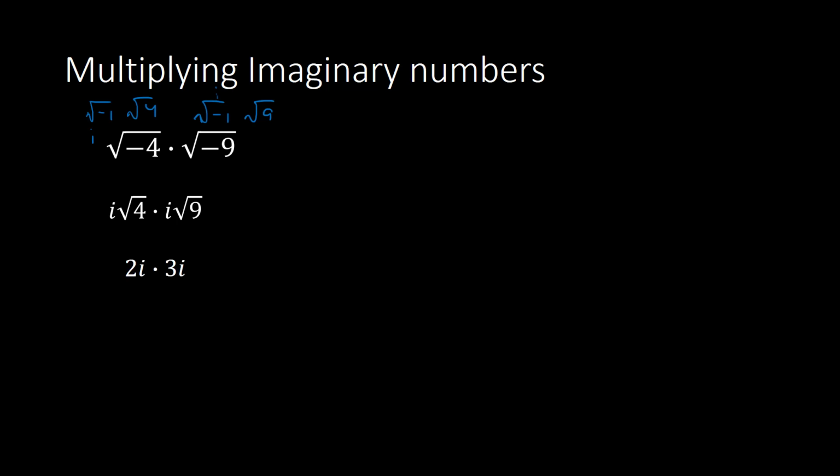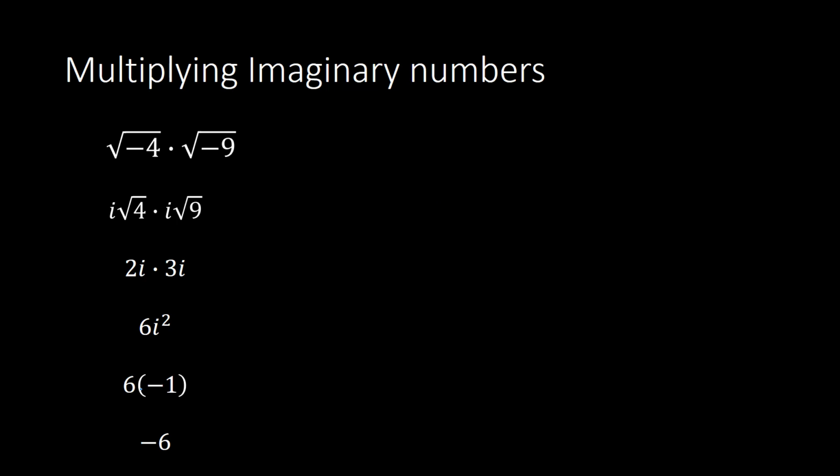So what we have is 2 times i times 3 times i. Well, 2 times 3 would be 6. i times i is i squared. And now remember, i squared, based off our definition, remember i is the square root of -1. i squared would be the square root of -1 squared, which would just be -1. So I can simplify this i squared to equal -1. So what we have is 6 times -1, which would become -6.